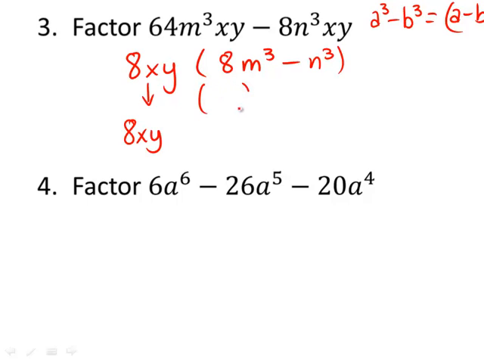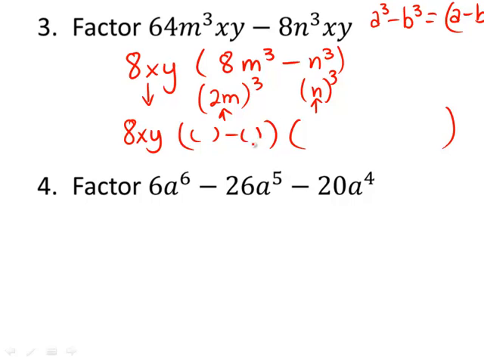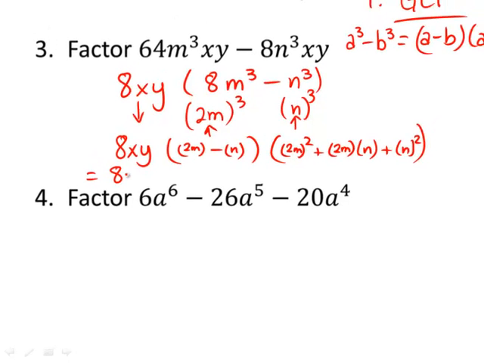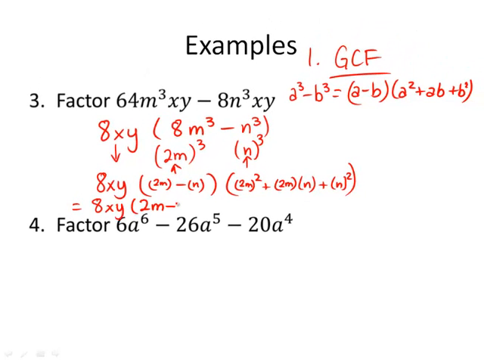Here we've got 2m cubed and n cubed. So our a is our 2m and our b is our n. So let's set it up, write it all out, and fill in our a's and our b's. Now we can simplify that. GCF, don't forget it. 2m minus n times 2m all squared, giving you 4m squared plus 2mn plus n squared.